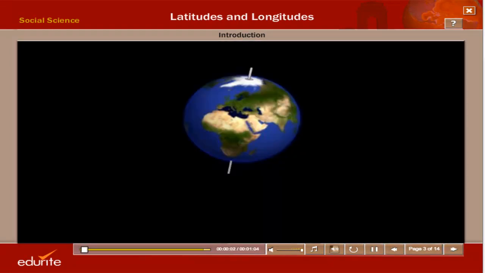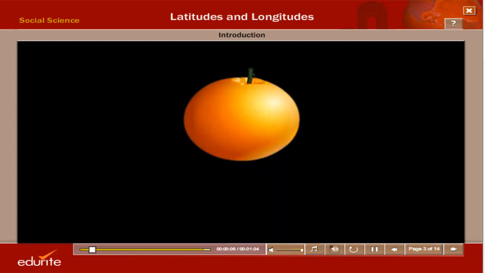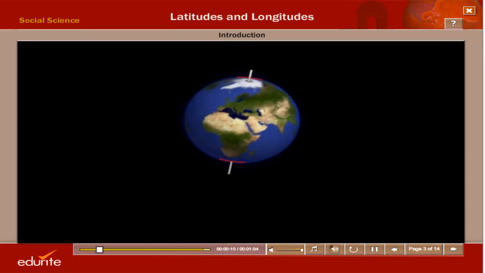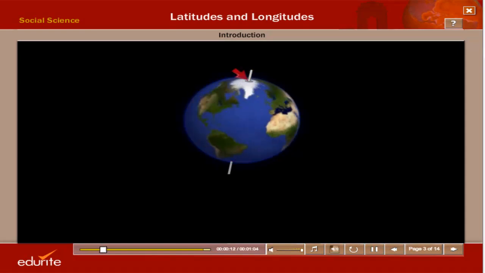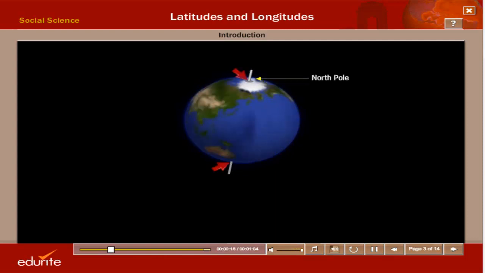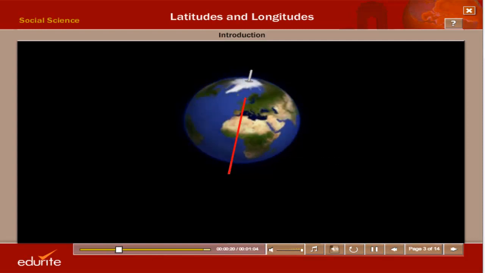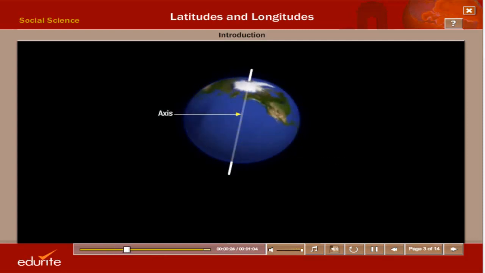Introduction. Our Earth roughly resembles an orange in shape. It is slightly flattened at the top and bottom. The 2 points, one at the top and the other at the bottom, are referred to as the North Pole and the South Pole respectively. There is an imaginary line passing through the center called the axis. The Earth rotates on these fixed points and the imaginary axis.